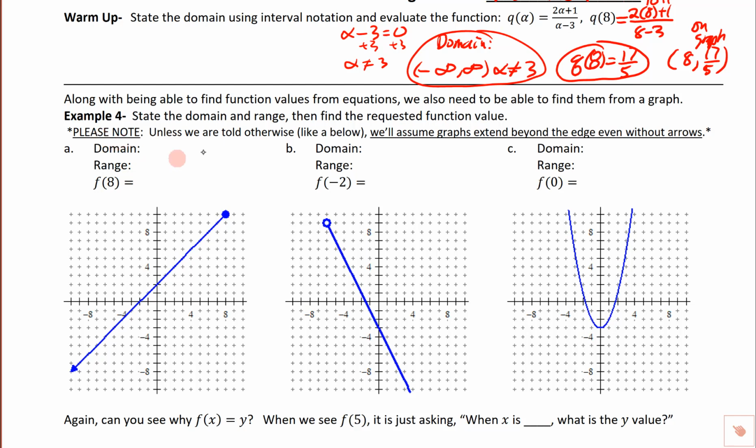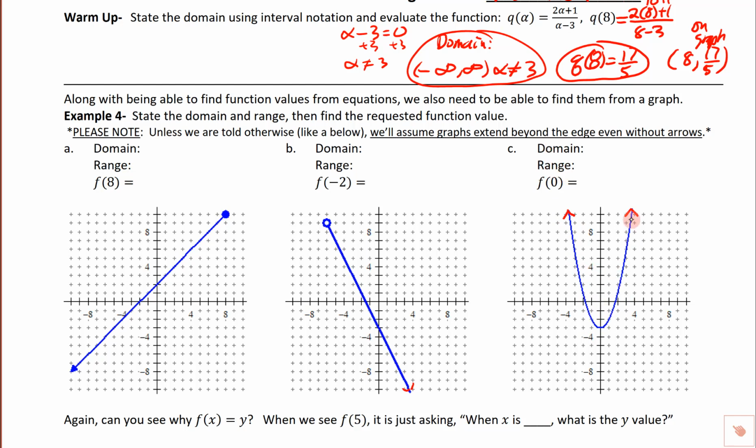Please note, unless we're told otherwise, like we might be below, we'll assume that graphs extend beyond the edges even without the arrows. If you take a look at this one, we've got a closed circle right here, which is pretty clear, and then an arrow on this end. We don't have an arrow on this end, but we don't have a closed circle right there, so that would continue in that direction. Same thing for these guys right here. This curve would continue going up and out, like a big U shape.